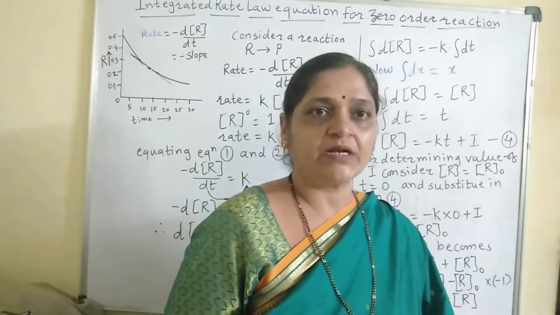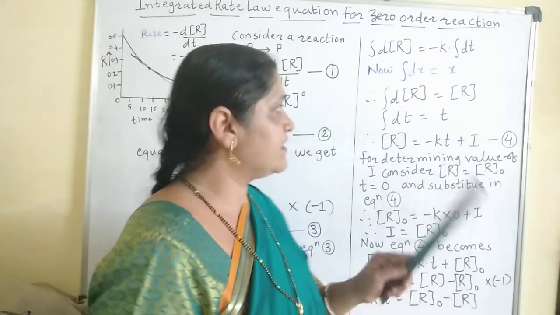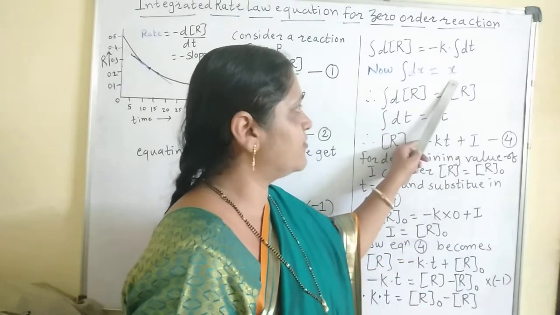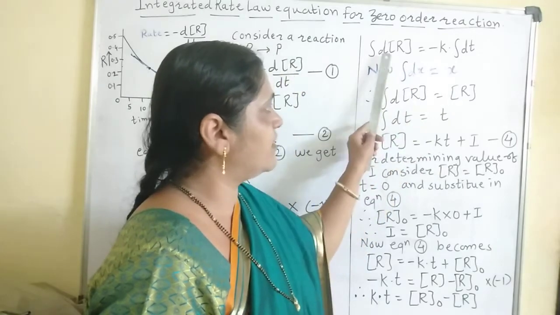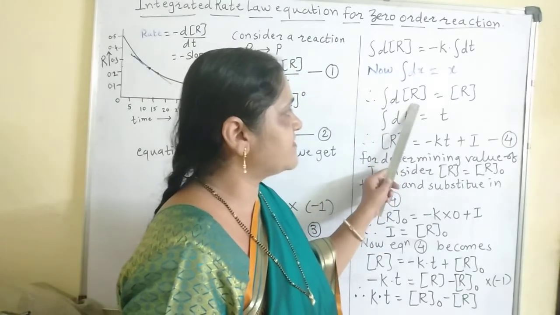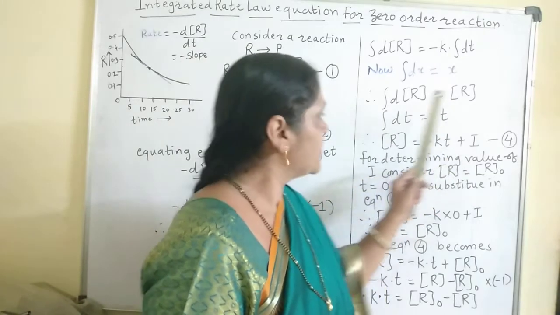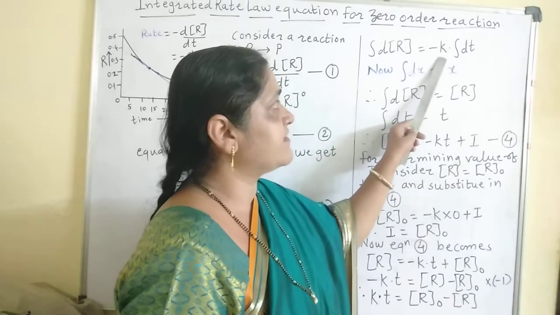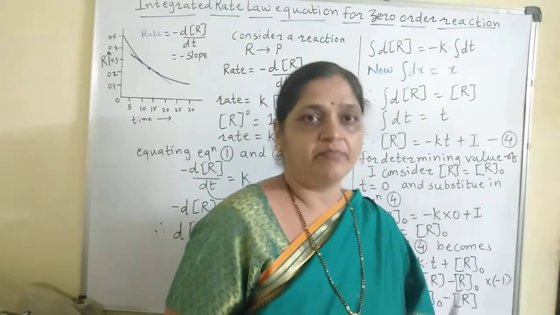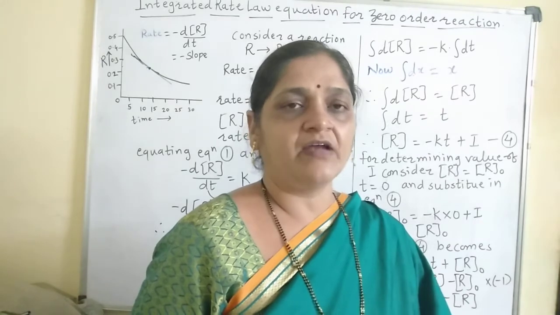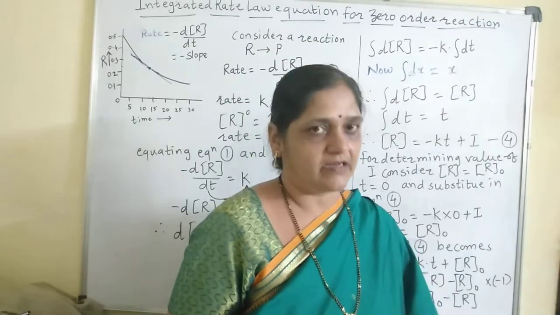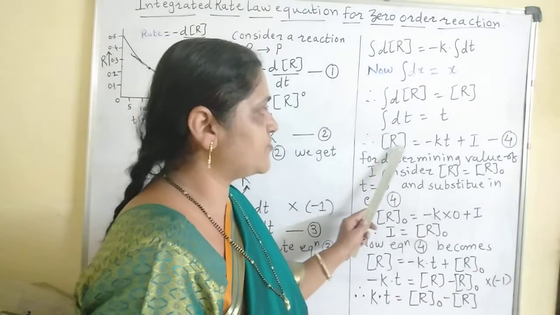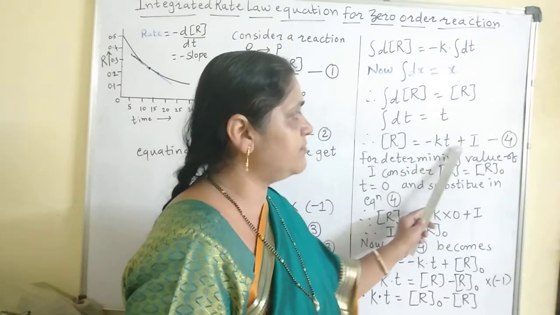But for biology students, we should know how we are getting this value. So there is one formula for integration, that the integration of dx is equal to x. Similarly, if we integrate this, then the integration of d[R] is equal to [R], and the integration of dt is equal to t. Now we are not integrating this minus k because k is a constant. So we are not going to integrate this constant term, and our equation 3 will now become [R] is equal to minus k into t plus I.